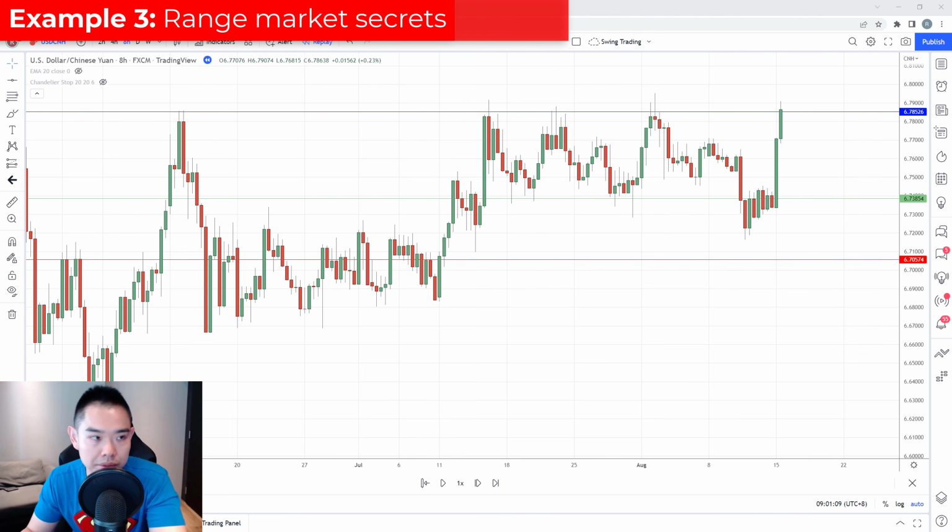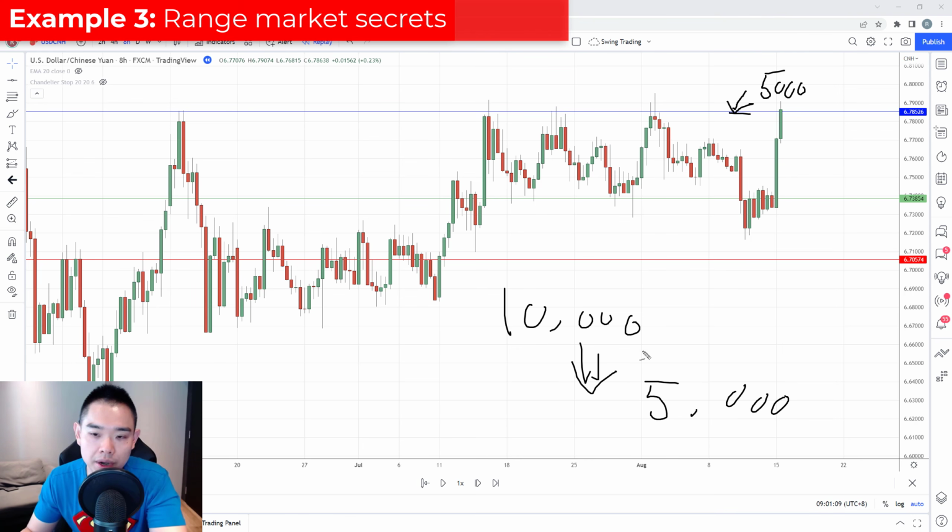Let's say, for simplicity's sake, you buy 10,000 units of dollar against the Chinese yuan. You sell 5,000 units at this high over here and take profits. What's left is the remaining 5,000 units on this currency pair, dollar against the Chinese yuan. How can you manage this trade on the remaining 5,000 units that you are long?